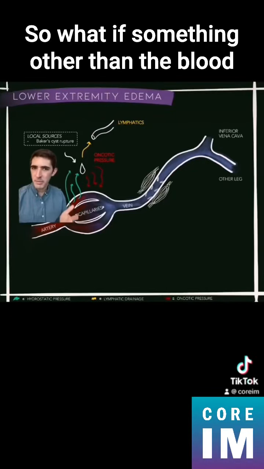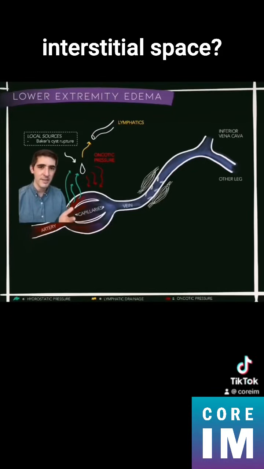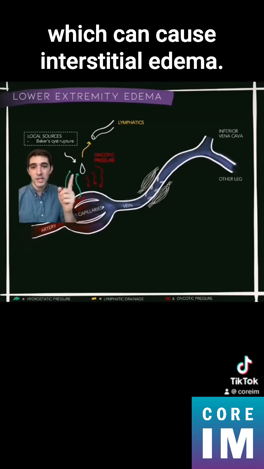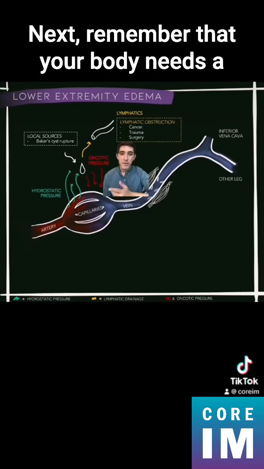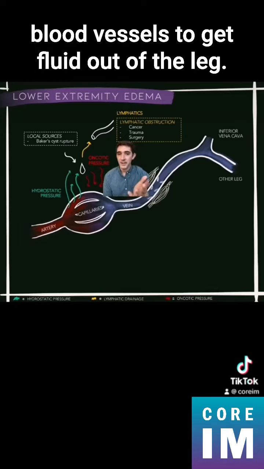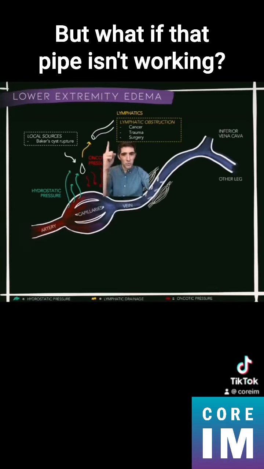So what if something other than the blood vessel is adding extra fluid to that interstitial space? Here you want to think about a ruptured Baker's cyst, which can cause interstitial edema. Next, remember that your body needs a secondary drainage pipe other than the blood vessels to get fluid out of the leg. But what if that pipe isn't working?